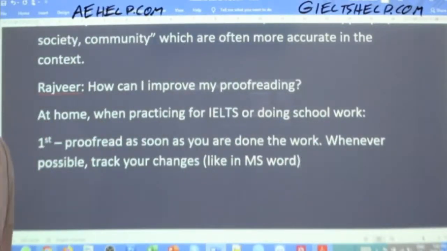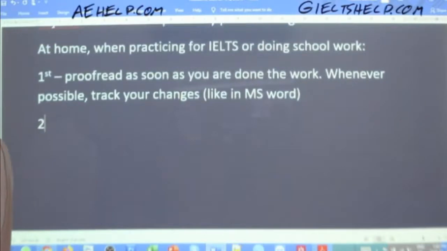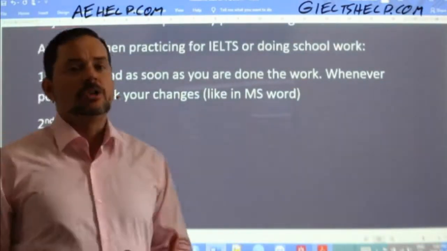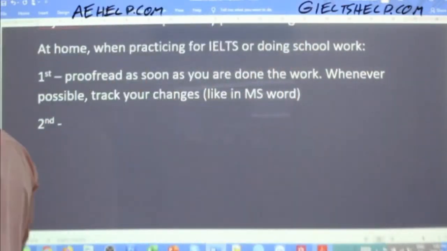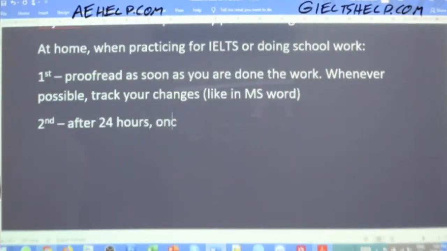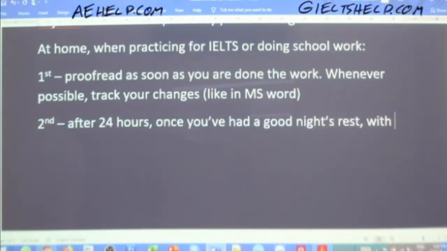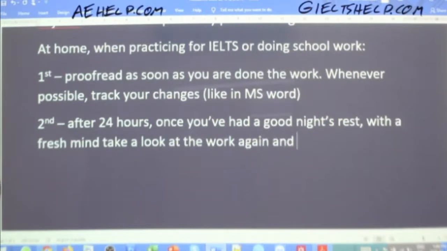And then second, good proofreading usually requires at least 2 rounds, which means that you wait a day, sleep on it, and then read it again, okay? So after 24 hours, once you've had a good night's rest, with a fresh mind, take a look at the work again and proofread a second time.